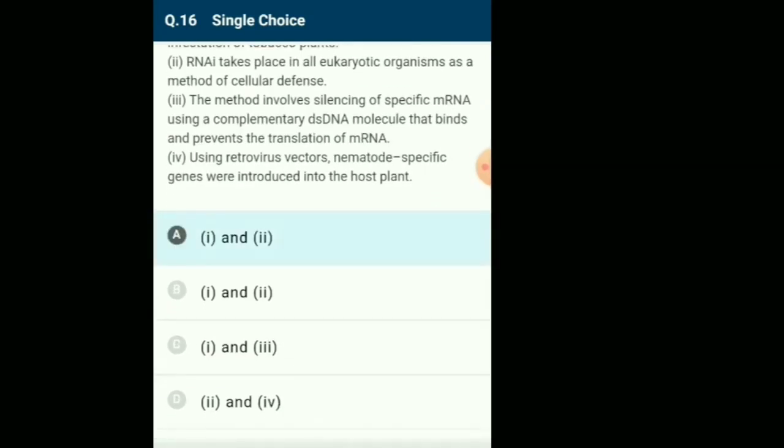From the given four statements, statements 1 and 2 are correctly given regarding the process of RNA interference.